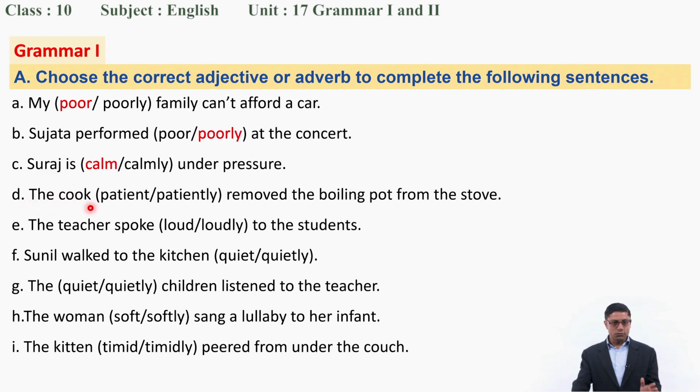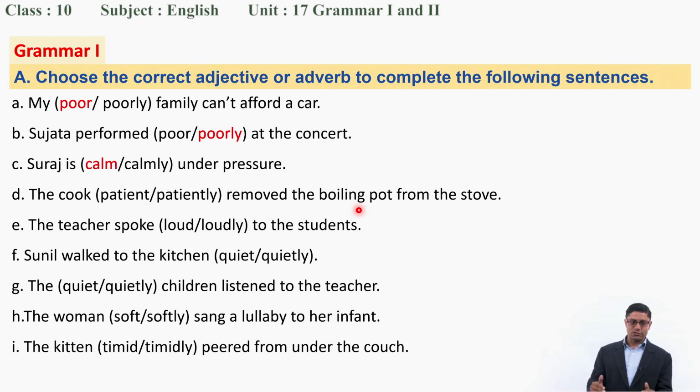D. The cook patiently removed the boiling pot from the stove. See there? The cook patiently removed the boiling pot from the stove. So which one do you think is the correct one? Are we talking about how is the cook, or are we talking about how did the cook remove the boiling pot? What do you think?